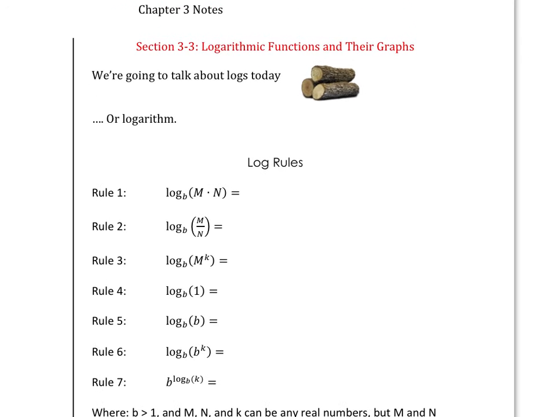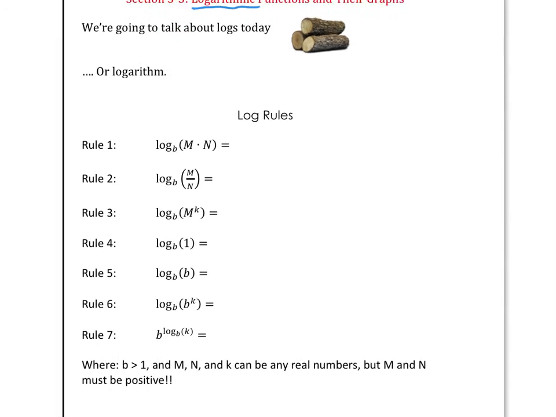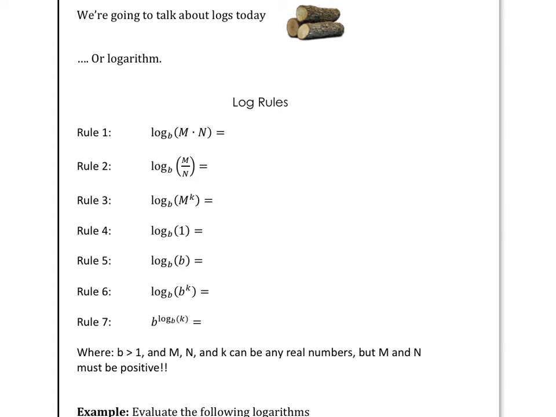Okay, so in this section, we are going to talk about some log rules. So this is logarithmetic, and we say log for short. Let's go through all the rules all at once, and then we'll do some practice.